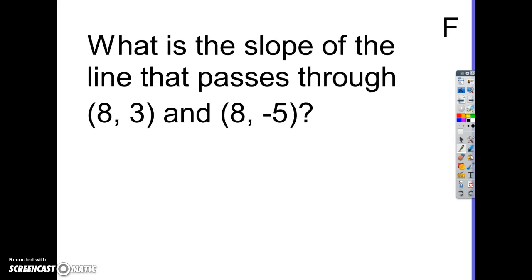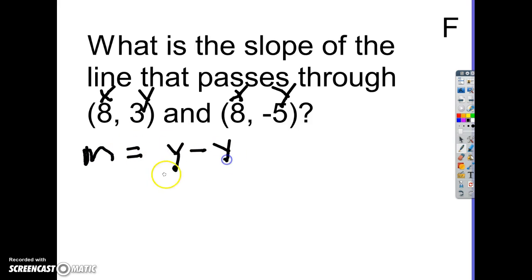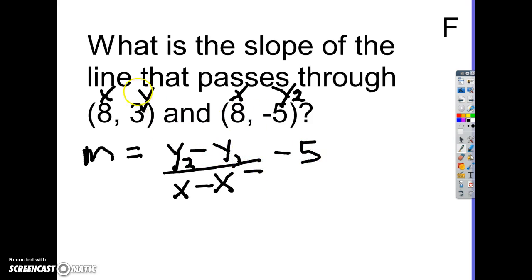Question F. We're finding the slope again. Again, we have values for x and values for y. So we subtract them to find our slope. Start with y on top. M is equal to your y values subtracted on top, your x values subtracted on bottom. Okay, we can start in any order. I'm still going to start with the second point, so that would be right here, and that is a -5. Then I will subtract the first y, which is 3.